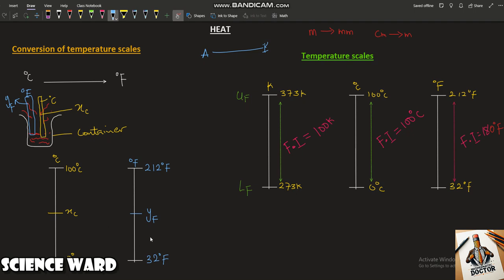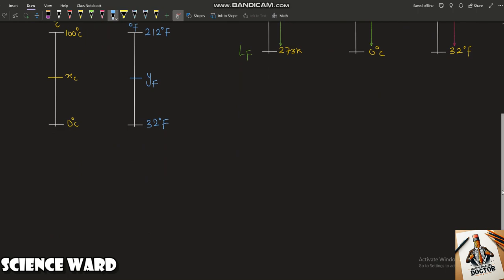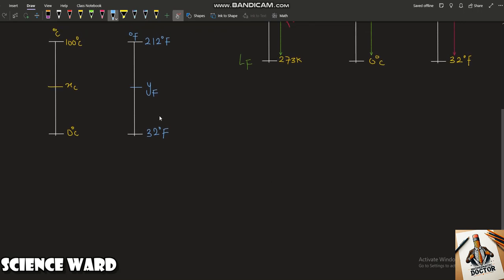And what am I going to do from here? Now from this sense, I'm going to try to make some good conversions. To do the conversion, I'm going to be using the principle of fundamental interval, in ratio, just like a bigger scale over the smaller scale. And that is going to be very simple to do. I'm going to take Xc minus 0, divided by 100 minus 0.